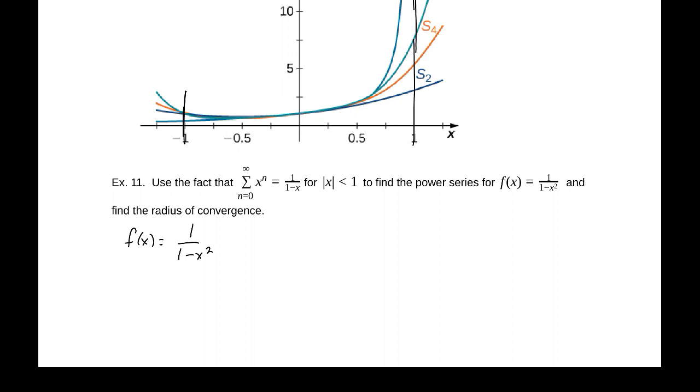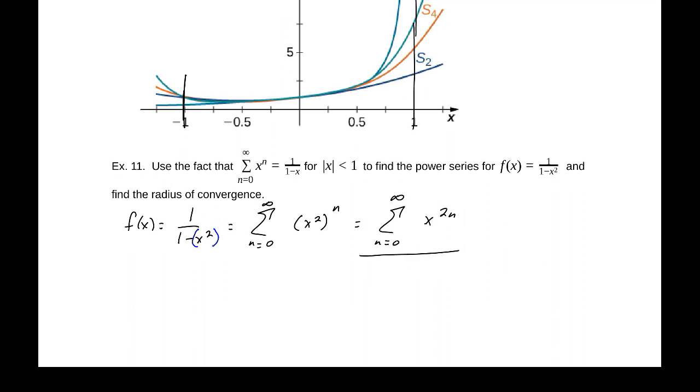And how I'm going to rewrite that is actually just to consider this right here. So this I can use as a geometric series, n equals 0 to infinity, of x squared. That's my ratio, now to the n, which is equal to the sum from 0 to infinity of x to the 2n. All right, so that's my power series.